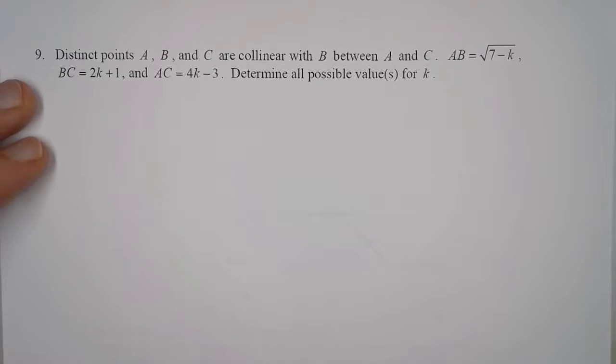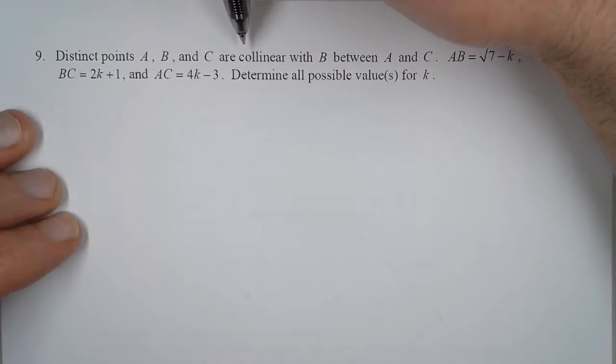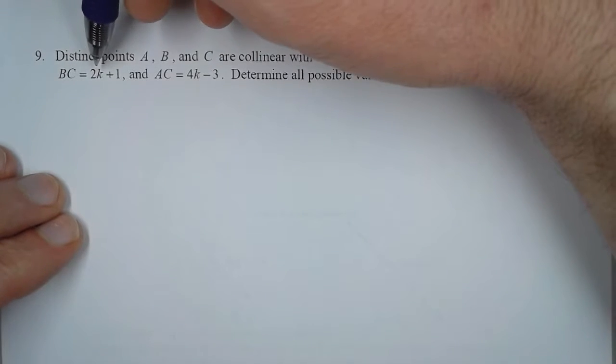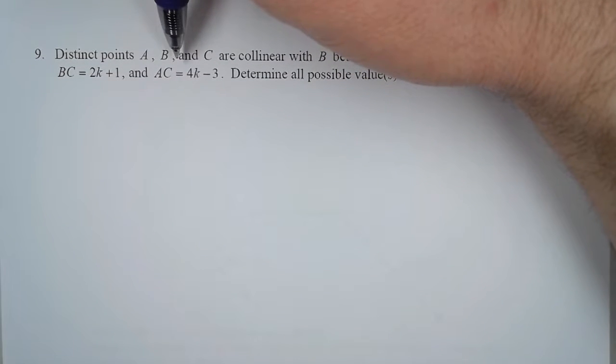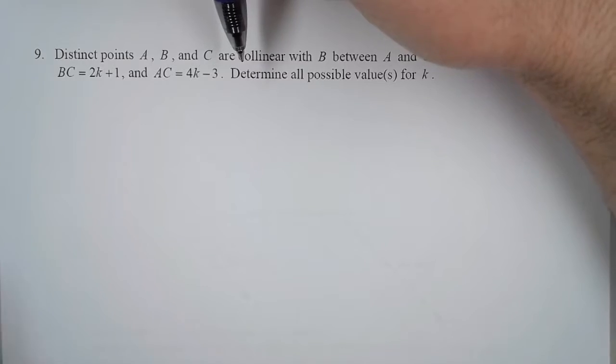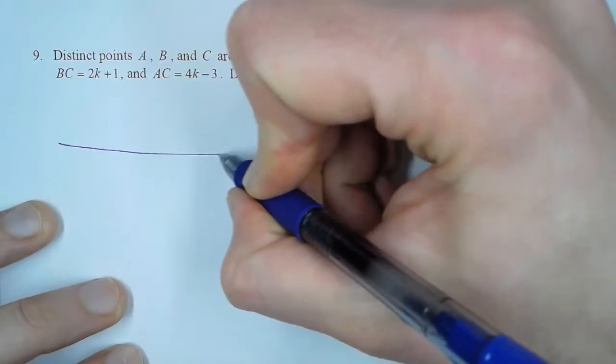In this problem, it says distinct points A, B, and C are collinear, with B between A and C. AB has a length of square root of 7 minus k, BC has a length of 2k plus 1, and AC has a length of 4k minus 3. And we want to determine all possible values for k.